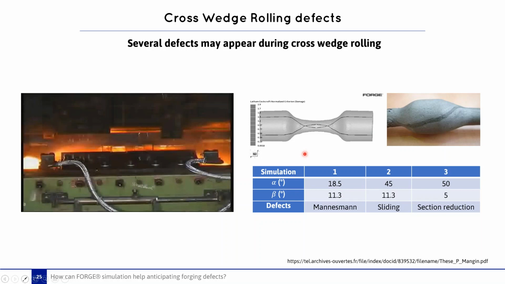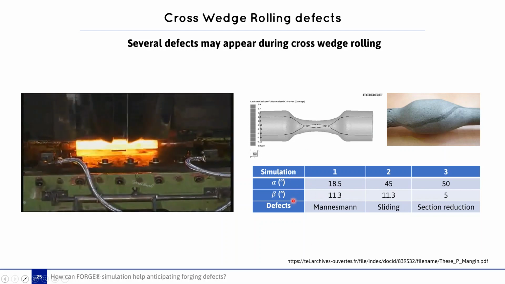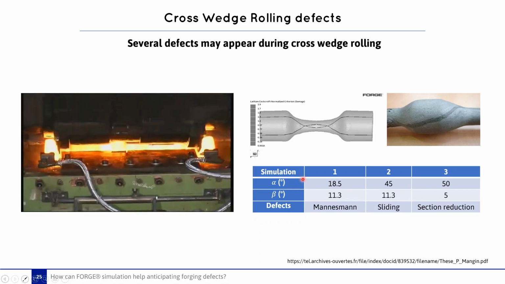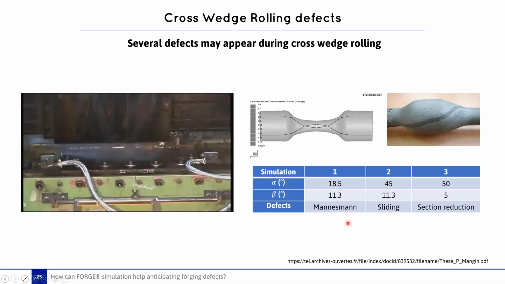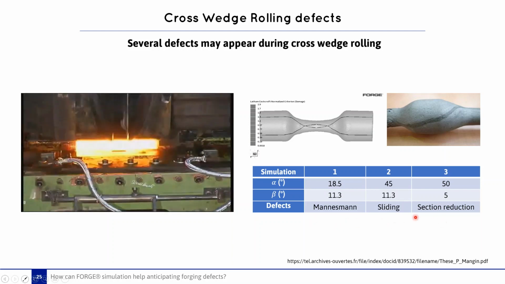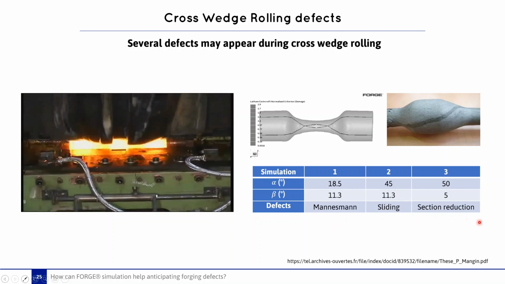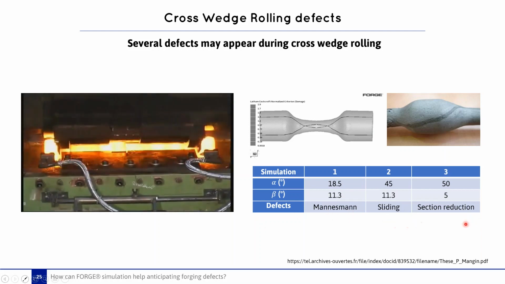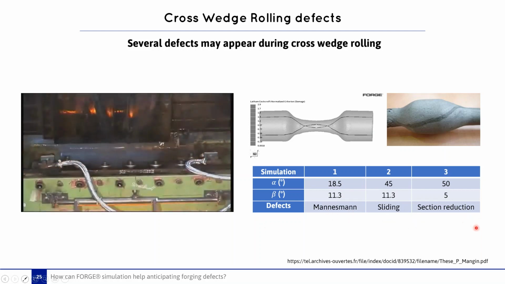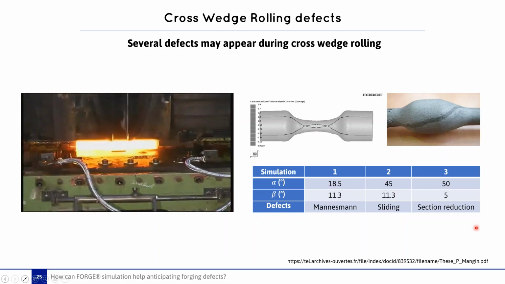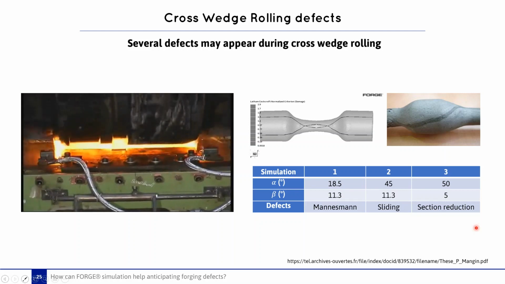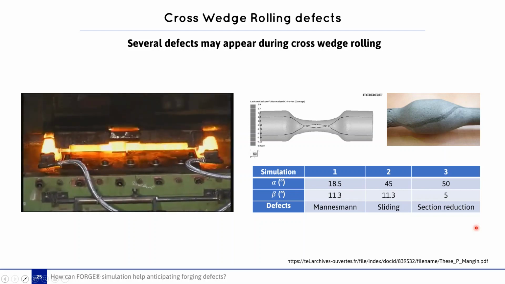Depending on the cross-wedge rolling tool parameters, that is, on the angles used for the tool, several defects may appear, for example, Mannesmann defect, sliding, or section reduction. In the next slide, we will see how we can detect these defects. In this example, to detect these defects, the damage criterion that we use is normalized Latham-Cockcroft.